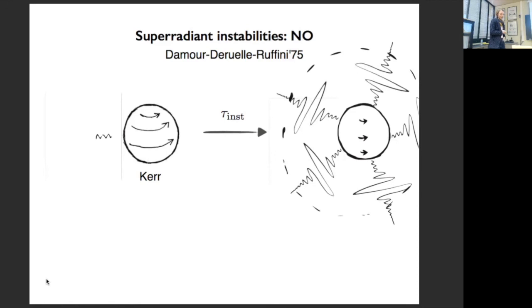And superradiant instability is when you have a spinning black hole, and then you just add some small perturbation, and then scalar particles appear, and they are bound in some area around the black hole, but the black hole loses its angular momentum, and it's not a spinning black hole anymore.